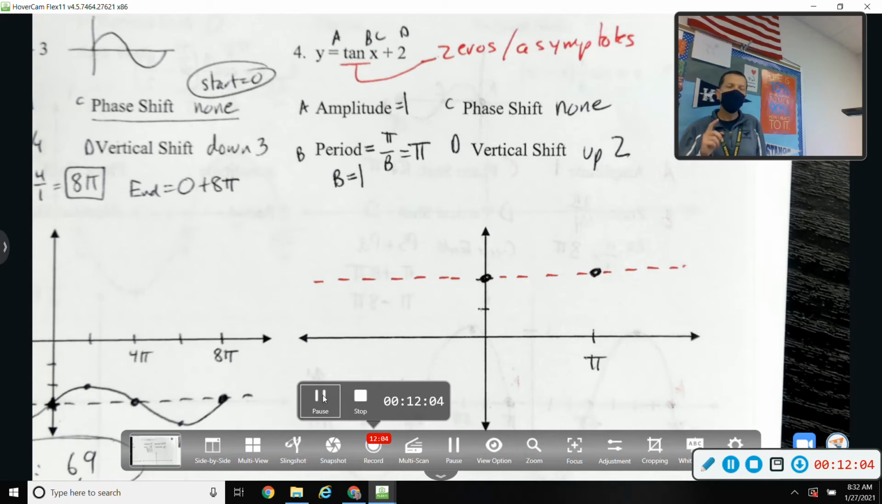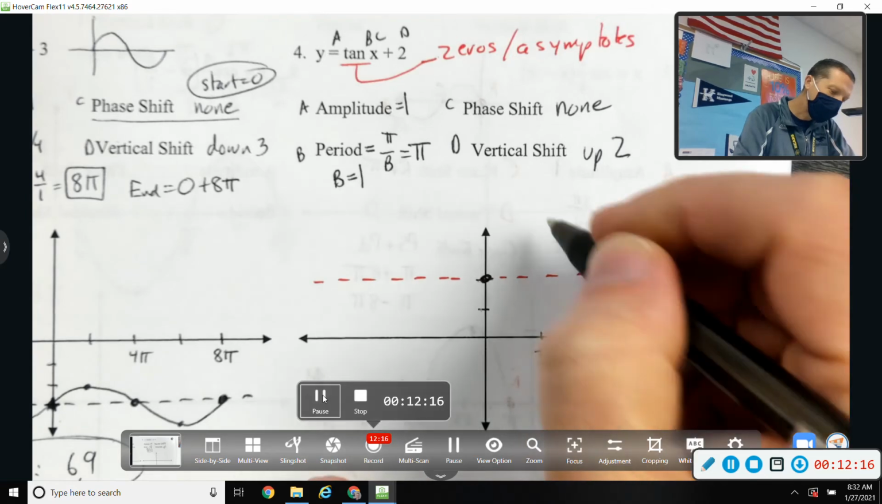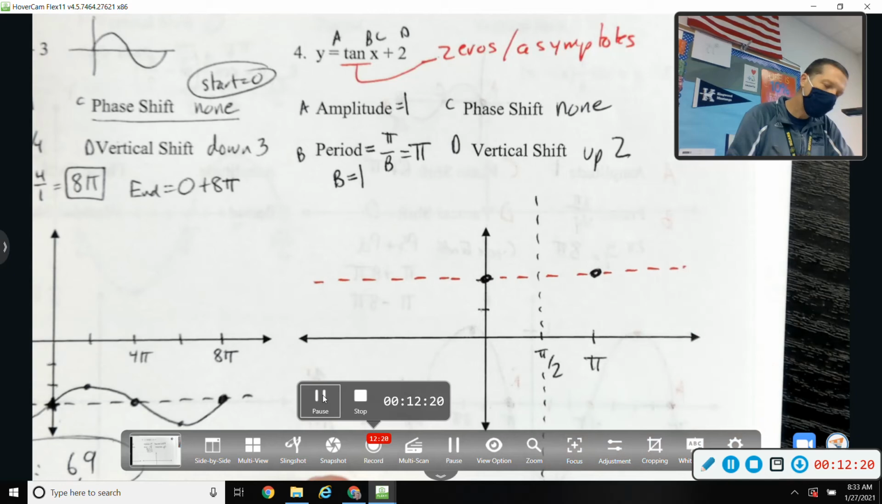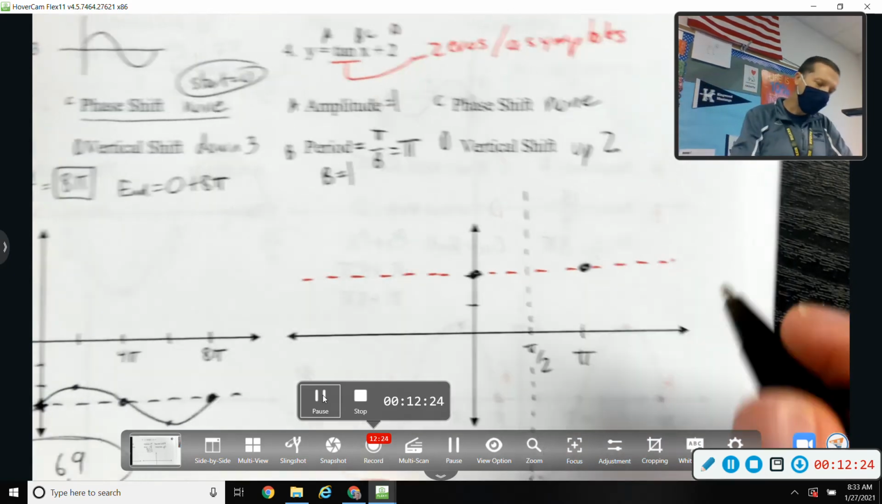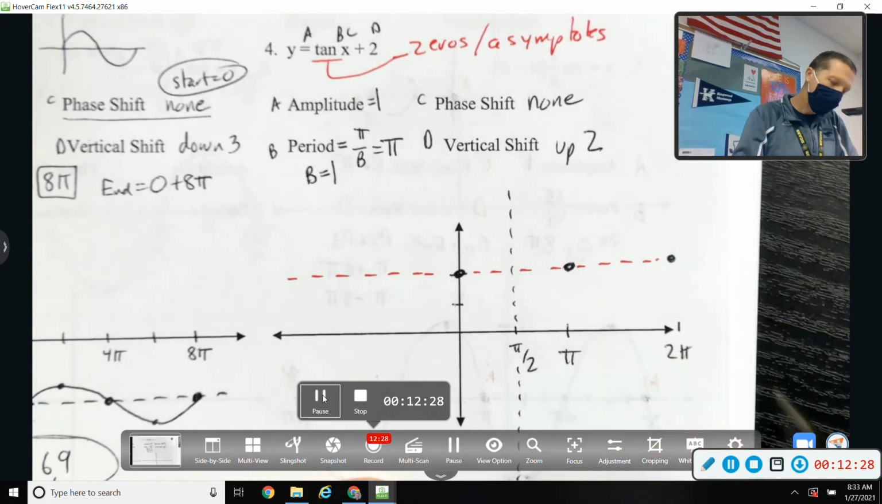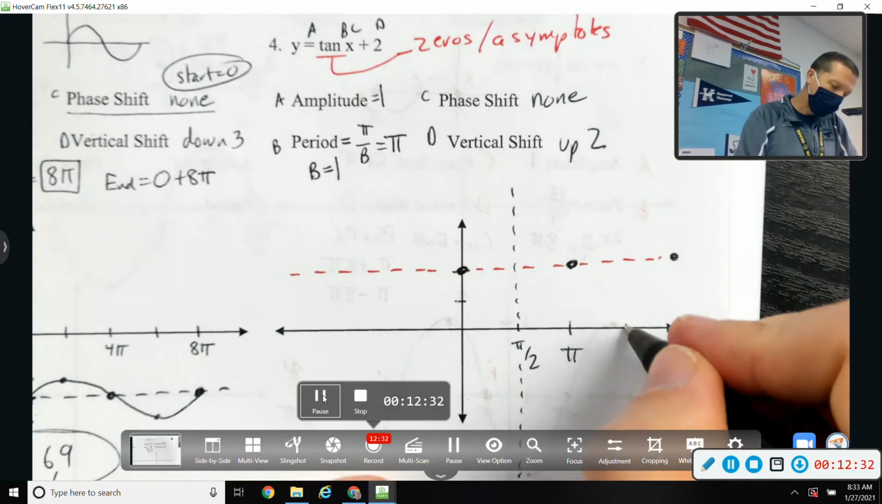What happens in between the zeros of tangent? Good. A bunch of people doing this. Asymptote. Well, don't say a line. Let's say an asymptote. Yeah, Andrew. And you're right. That means the next 0 is at 2 pi. And the next asymptote is halfway in between there.